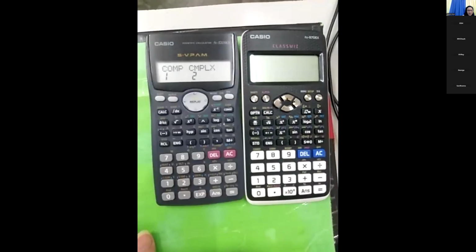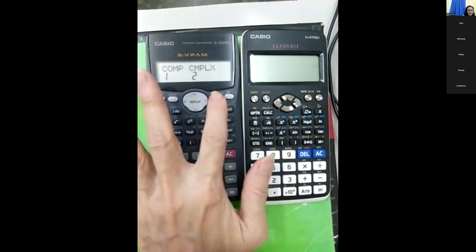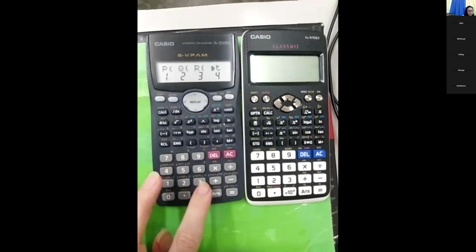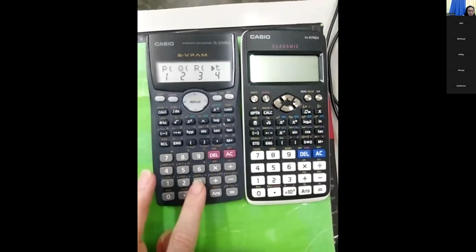Okay, then we find SD. You go SD. See SD? So you choose SD, then you go shift number 3. Can you see number 3 there with the distribution? See the word distribution here?